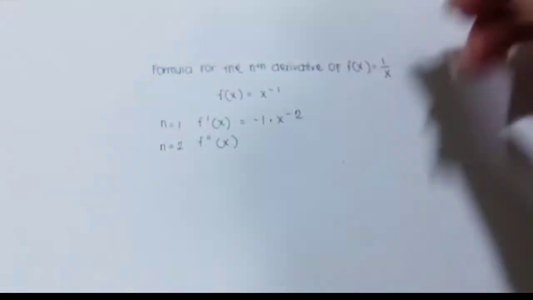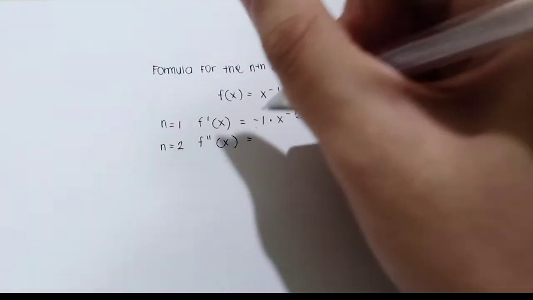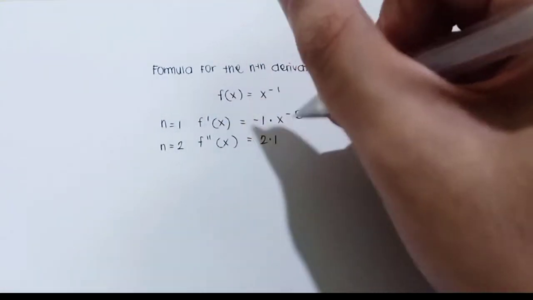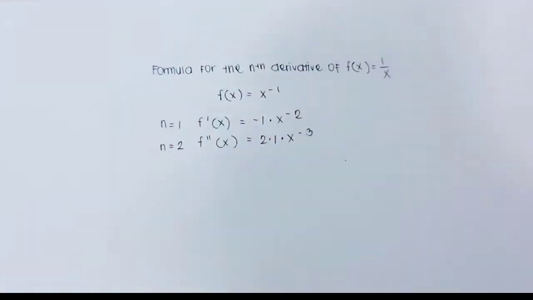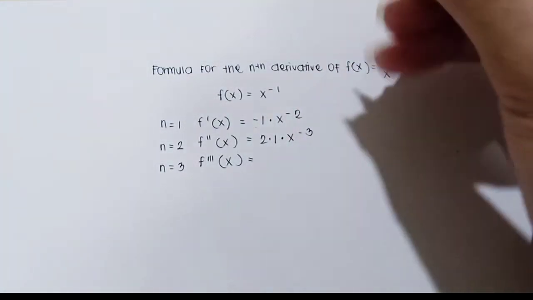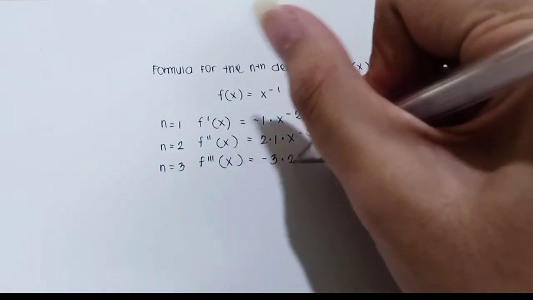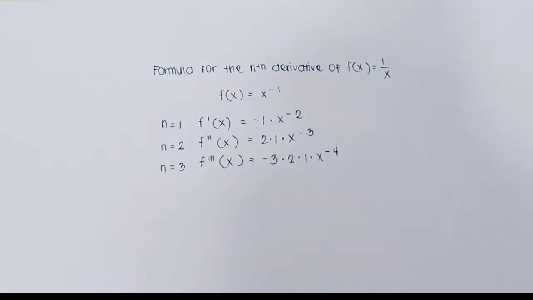For the second derivative, f double prime of x, which corresponds to n equals 2, since both are negative, we're going to get a positive 2. That would be 2 times 1 times x to the power of negative 3. Third derivative, f triple prime of x, which corresponds to n equals 3, bring down negative 3, that would be negative 3 times 2 times 1 times x to the power of negative 4.